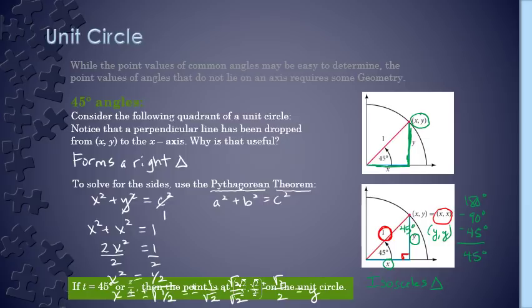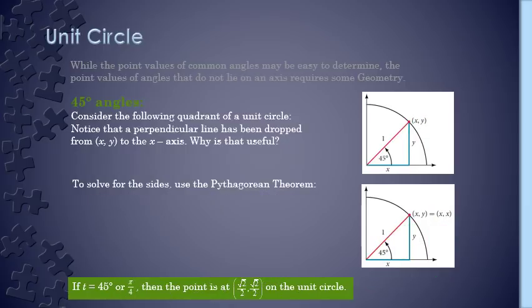So I sort of wrote over that. Let me see if I can get rid of it. There we go. So here is the summary. If t is equal to 45 degrees, or in radians, that'd be pi over 4, then the point is at root 2 over 2, comma root 2 over 2 on the unit circle.